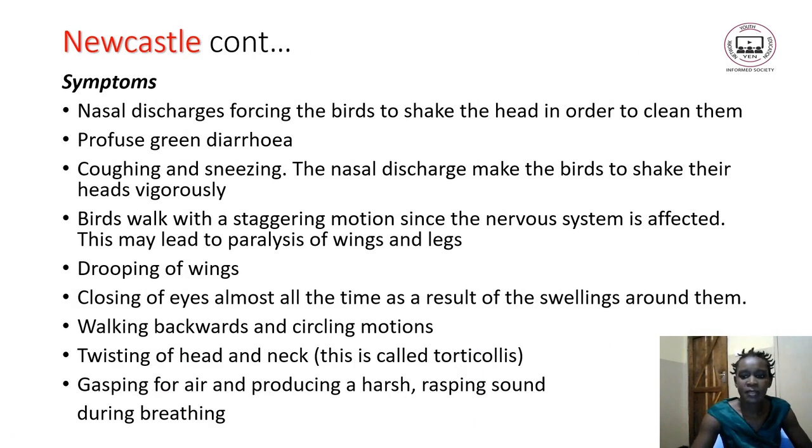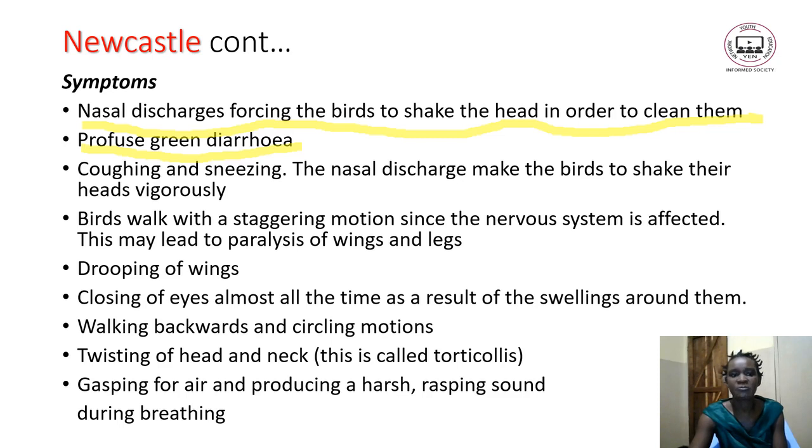How can we know that our poultry or our chicken have been attacked by Newcastle? So there are some symptoms. For example, nasal discharges, forcing the bird to shake the head in order to clean them, is one of the symptoms. Apart from that, you see profuse green diarrhea. So green diarrhea can also be another symptom of Newcastle. And if you find them coughing or sneezing, it's also another symptom of Newcastle. So due to coughing and sneezing, that can cause nasal discharge, as already mentioned above.